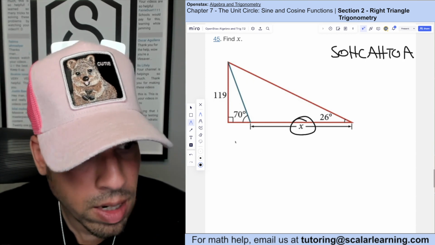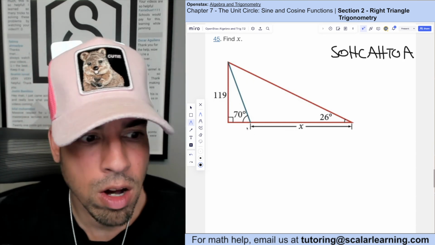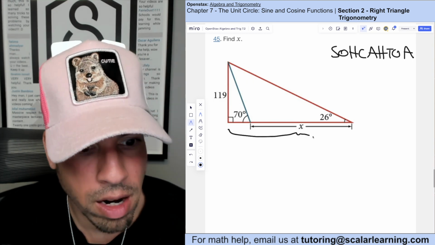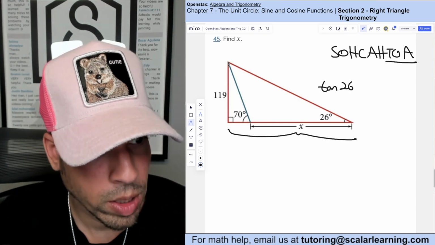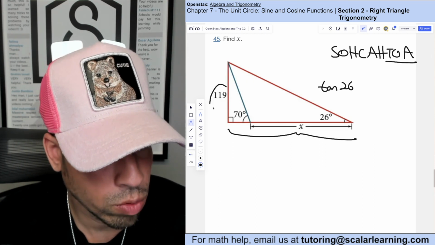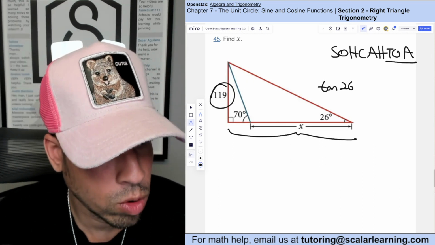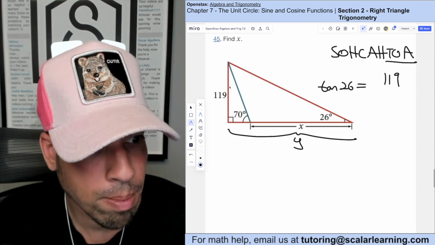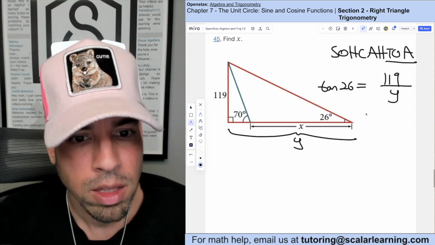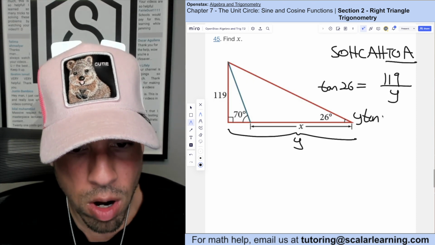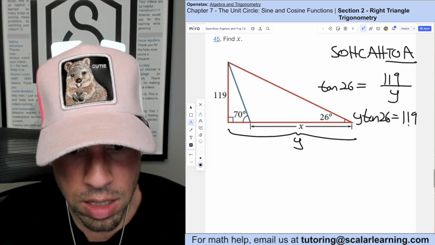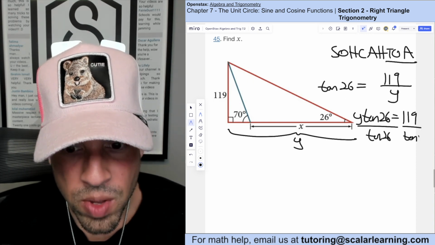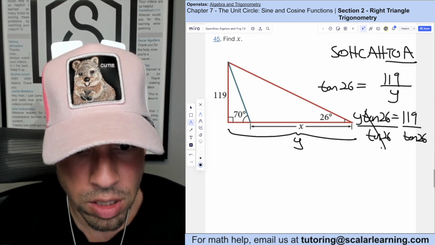And then next we need to find this value. So there's going to be a couple steps here. The first thing I'm going to do is solve for this entire length here. So tangent of 26 for this larger triangle is equal to opposite over adjacent. We'll call the adjacent y. So tangent of 26 equals 119 opposite over adjacent, which is y. Then I'm going to multiply y to the other side. y tangent 26 equals 119. Then we're going to divide both sides by tangent 26 like so. And that's going to be y, 119 over tangent 26.